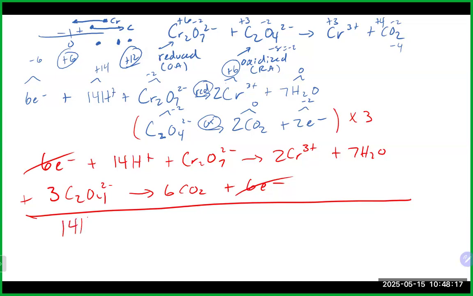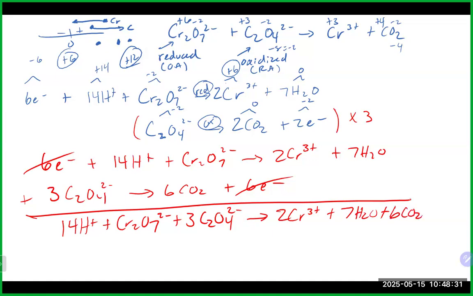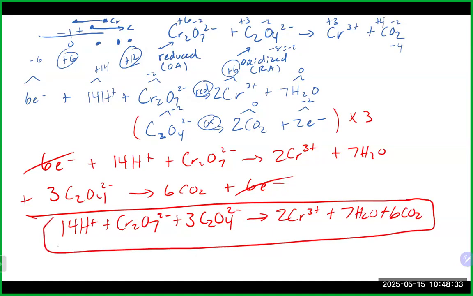So we'll go 14 H pluses, Cr2O7 2 minus, and 3 C2O4 2 minus. Goes to 2 Cr3 plus and 7 waters and 6 CO2s. And if I didn't screw anything up, we should be balanced again both ways. I got 14 hydrogens on the left and right. I got 2 Crs on each side. I got a grand total of a lot of oxygen, but I think that's 19 on the left and also 19 on the right, and 6 carbons on each side.